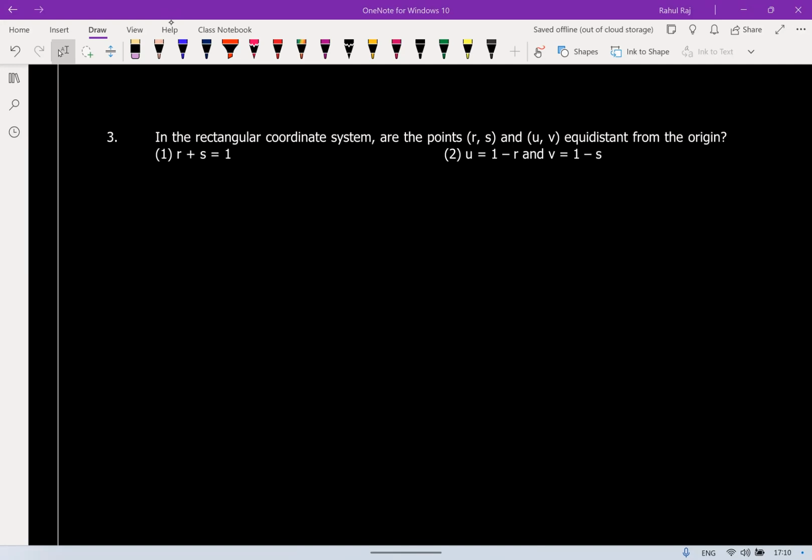Yeah. Because it says that in rectangular coordinate system, point R is in UV equidistant from the origin. If they are equidistant from the origin, I just have to prove R square plus S square is equal to U square plus V square. That's all. This is what we need to prove. So R plus S is equal to 1. No idea about U and V. Not sufficient. Here I have the value of U and V.